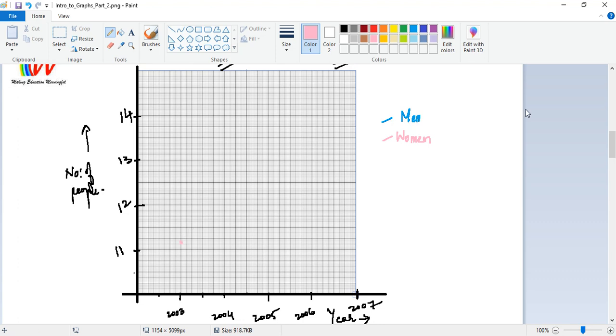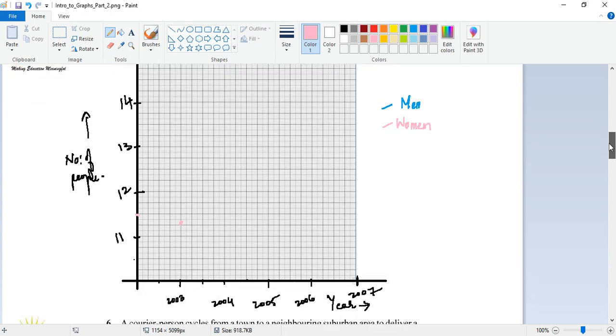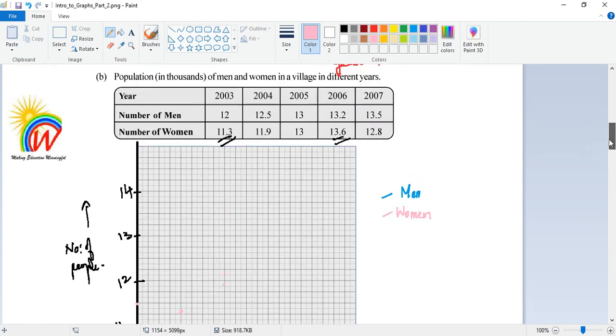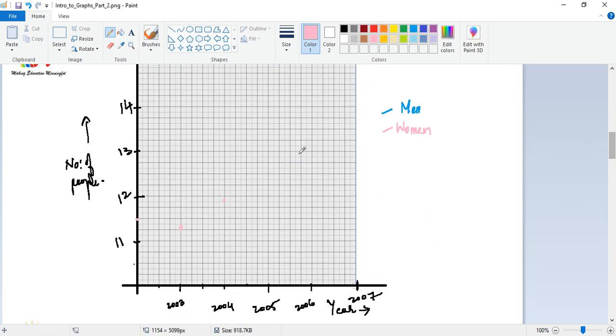11.1, 11.2, 11.3 is somewhere over here, because this is 11.5, right? So this is 11.3. Then comes the next one. In 2004 it's 11.9, so 11.9 is close to this over here. And then 2005 is 13, so you can mark 13 over here.